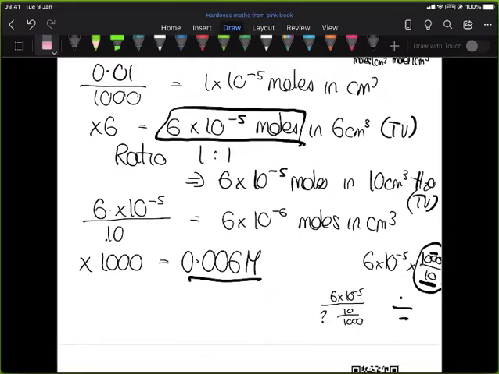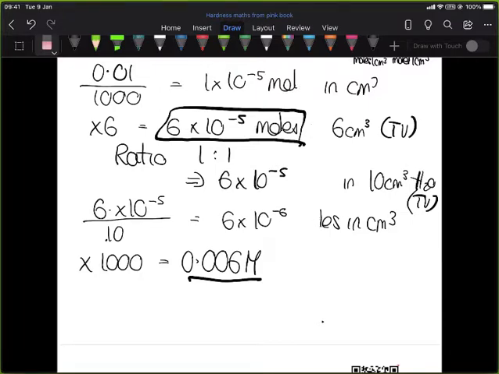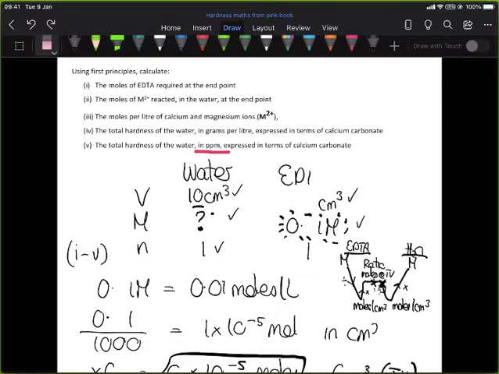So usually we always do moles per litre, and usually we always turn it into grams per litre. I need to do that.